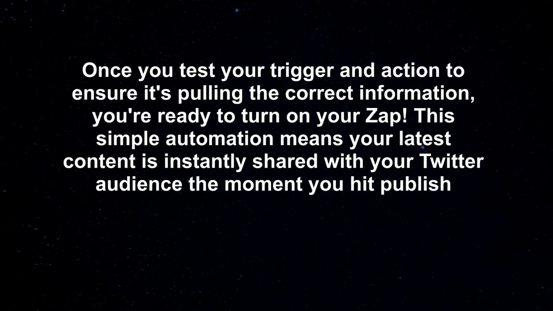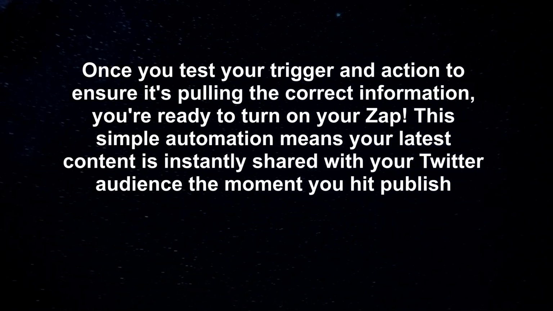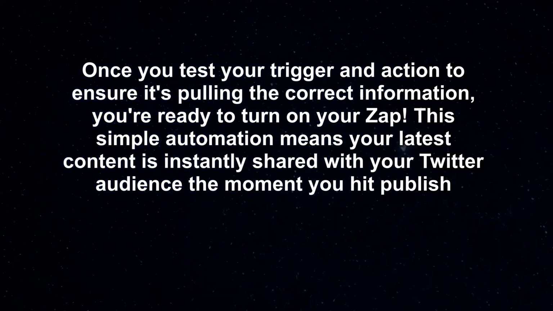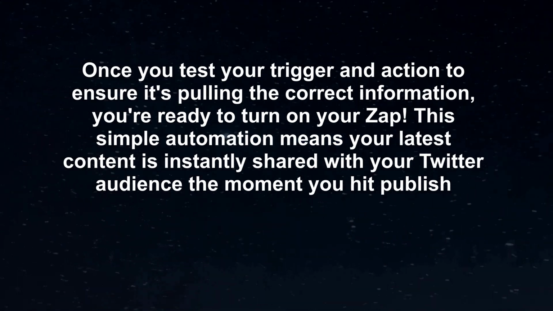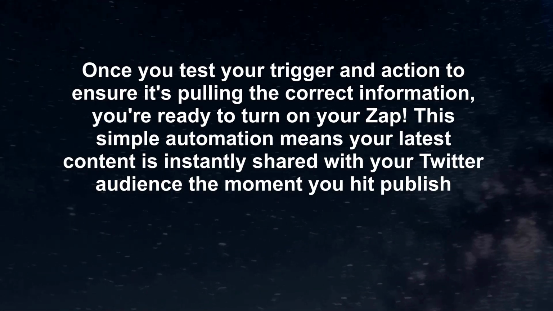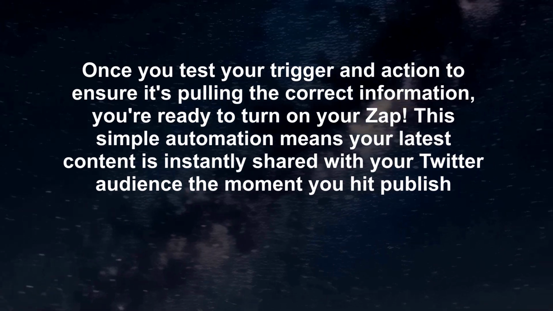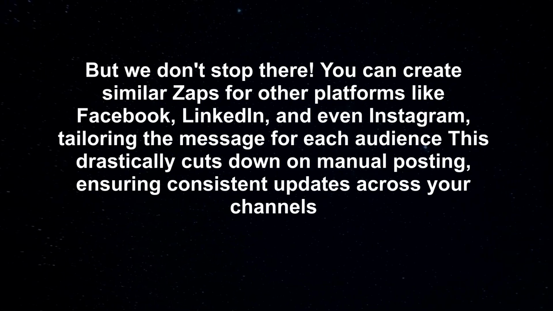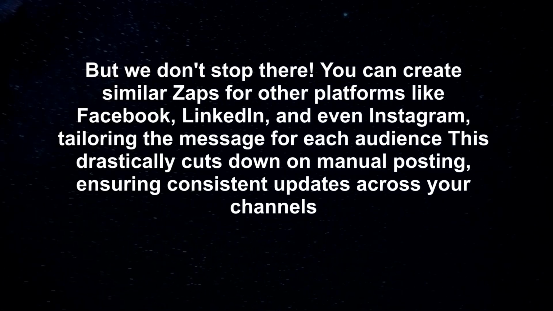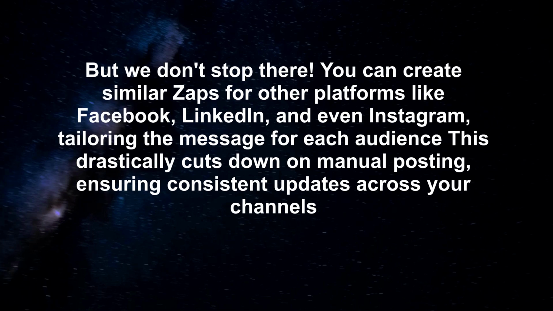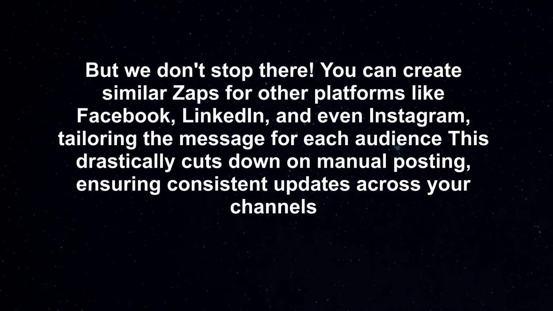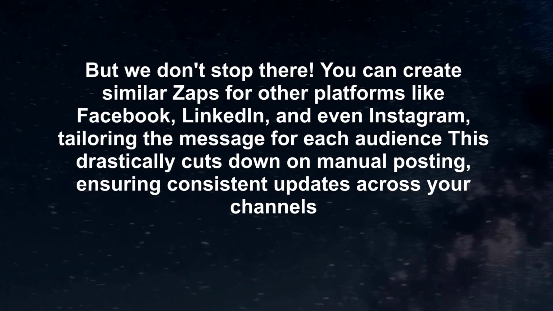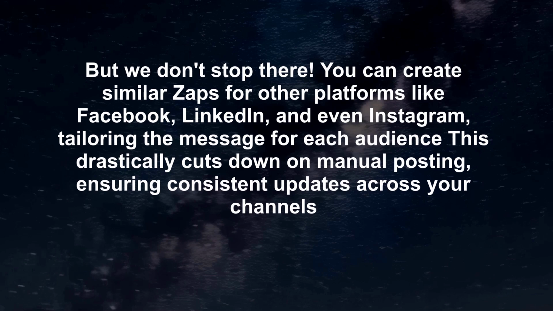Once you test your trigger and action to ensure it's pulling the correct information, you're ready to turn on your Zap. This simple automation means your latest content is instantly shared with your Twitter audience the moment you hit publish. But we don't stop there. You can create similar Zaps for other platforms like Facebook, LinkedIn, and even Instagram. Tailoring the message for each audience, this drastically cuts down on manual posting, ensuring consistent updates across your channels.